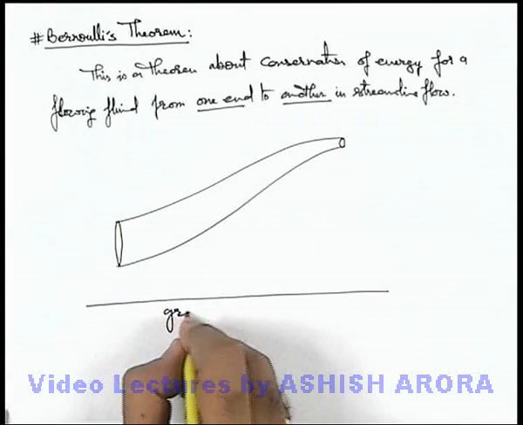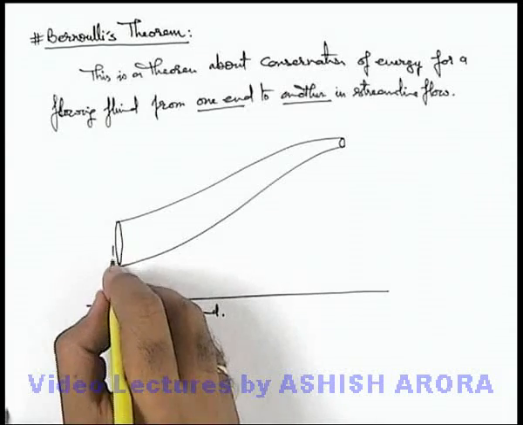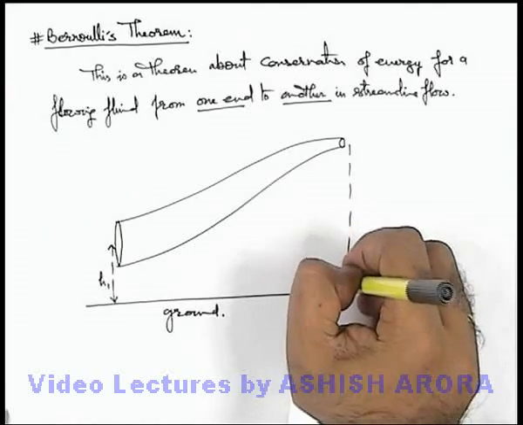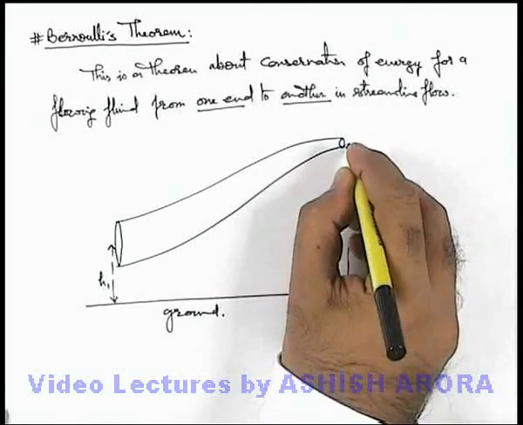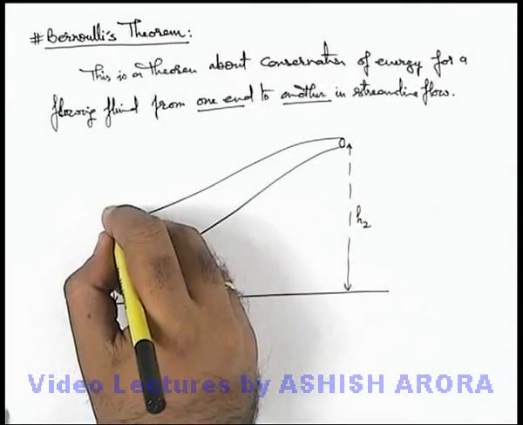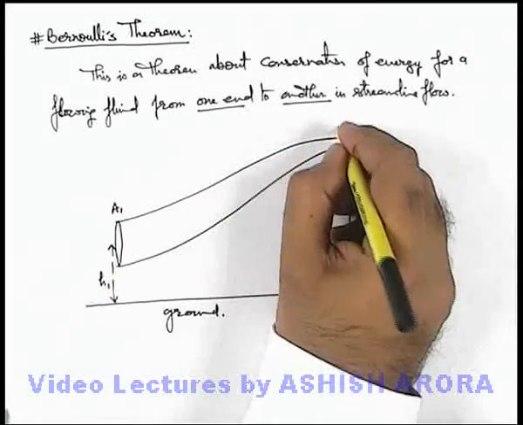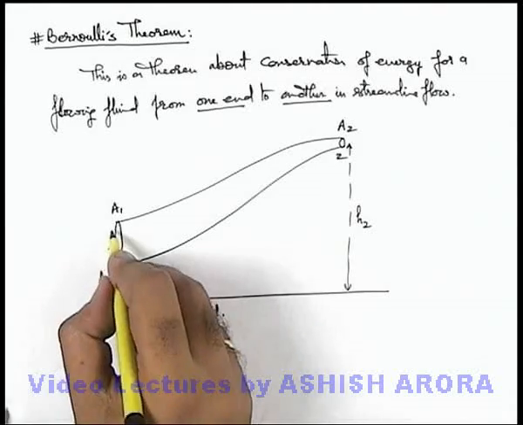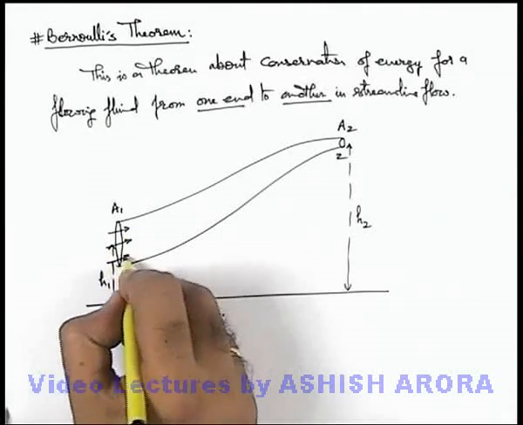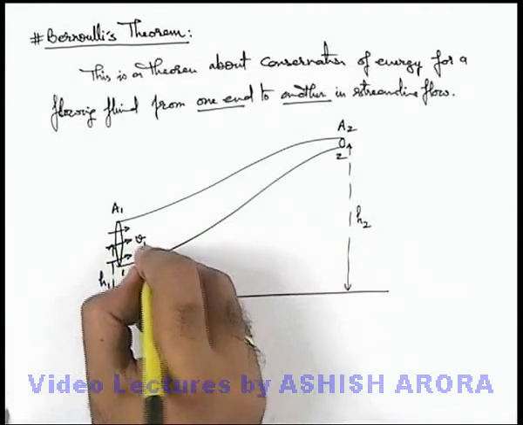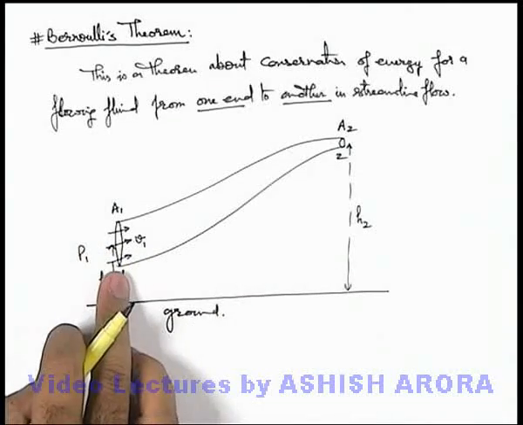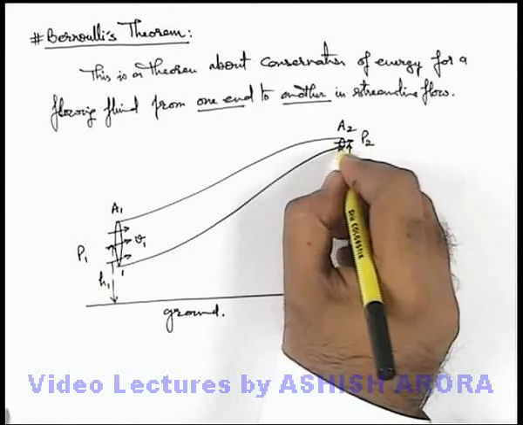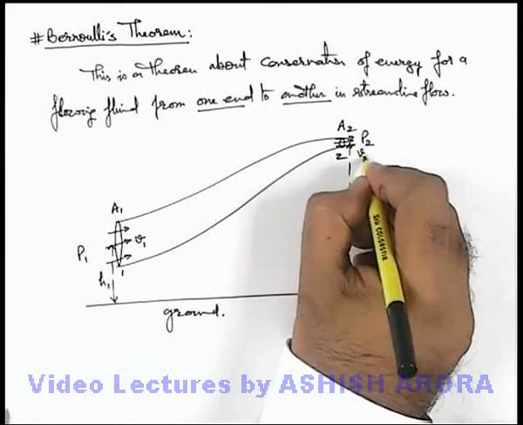Say we are given a flowing fluid line, and with respect to normal ground, say one end is located at a height h1, the other end is located at a height h2 above the ground, and say the cross-sectional areas at these ends are A1 and A2. This is end 1, this is end 2, and the fluid getting into the fluid line is at a speed v1 due to the pressure p1 acting on it, and at the other end the fluid pressure is p2 and the fluid velocity coming out is v2.